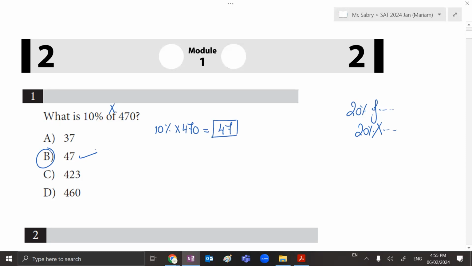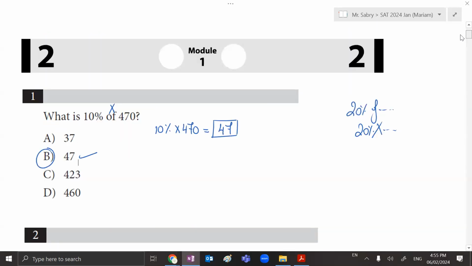Wait, you put percent on the calculator? Oh, yes. You click on shift and then open bracket. It will give you the percentage sign. Okay. Did it work out? Yes. Perfect. Easy, sir. So you literally just multiply them.